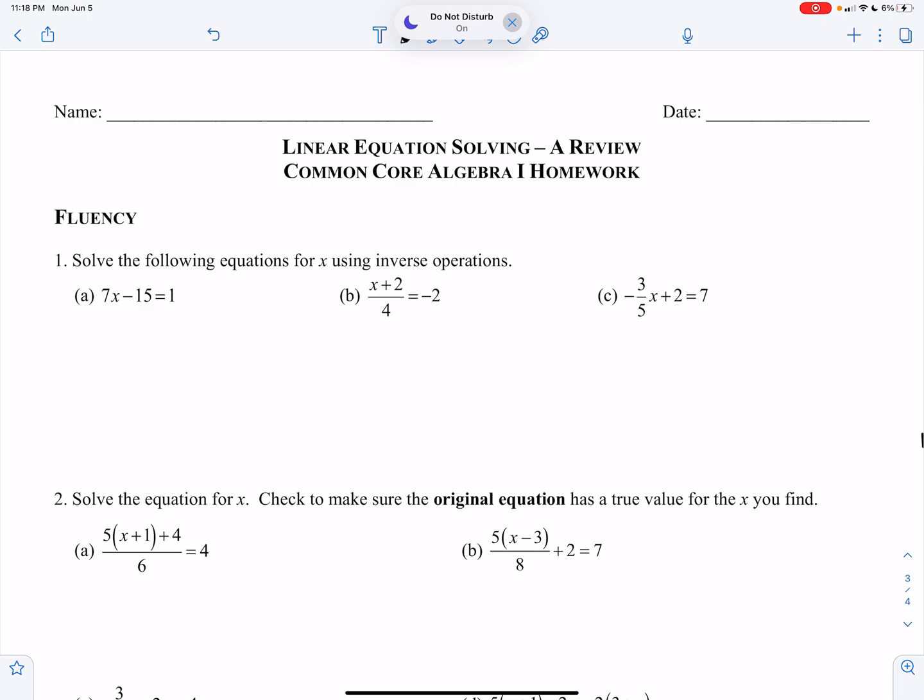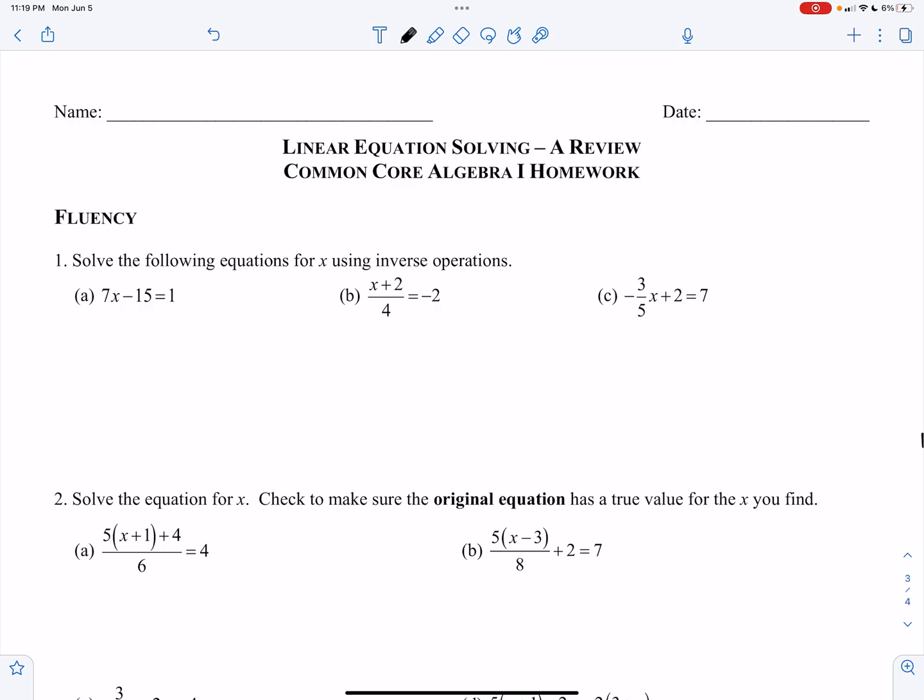Today we're going to look at Unit 1, Lesson 3, Linear Equation Solving, a review. In this lesson, we're going to review solving two or more steps to isolate a variable like x. Please remember to pause or rewind the video as needed. Let's begin.